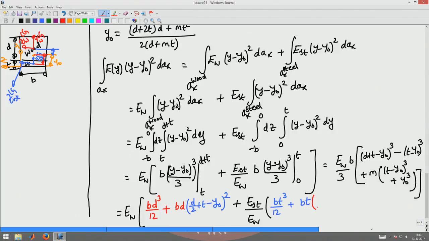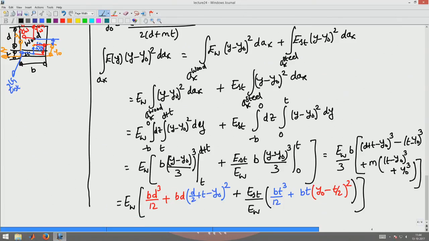So, that distance squared would be (y₀ − t/2)² − (t/2)². So, that is this expression. Now you have to show that these two are equivalent. So, I have to show basically that bd³/3 + bd(d/2 + t − y₀)² is equal to that expression. I will show that, and I will assume that for the steel also the same thing happens. So, I have to simplify this expression.